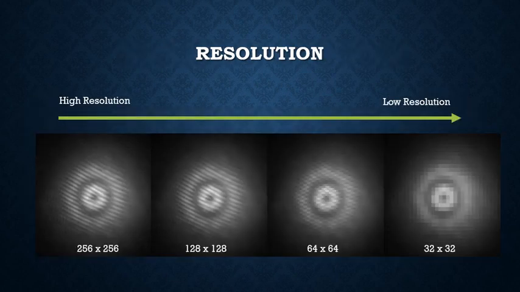networks. Now let's take a look at resolution. Lower resolution cameras are cheaper and faster, but as you can see, the image quality loses details with the lower resolution, which will then affect the neural network's performance.